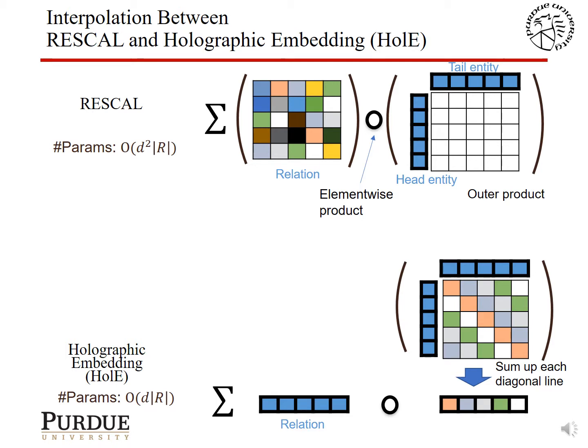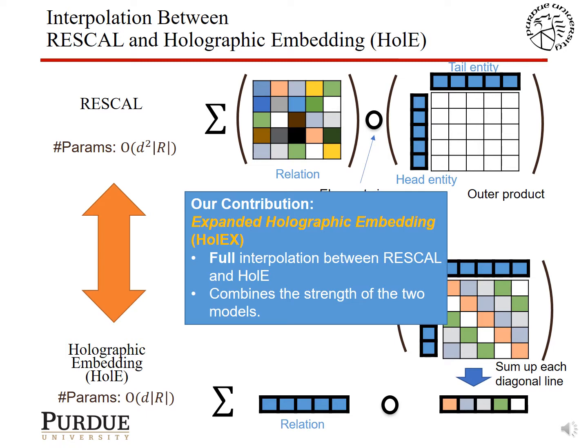On the other hand, we have the holographic embedding, which forms the outer product of the head and tail entities, sums up each diagonal line, and then element-wise multiplies with relation embedding. Holographic embedding can be carried out efficiently using the Fourier transformation without forming the matrix of outer product explicitly. However, the number of parameters for holographic embedding scales only linearly with respect to d. You see, we have a gap in terms of the number of parameters between ResGo and the holographic embedding.